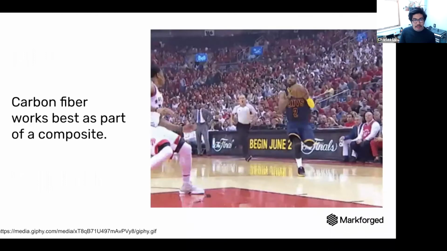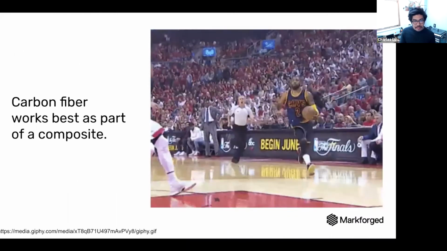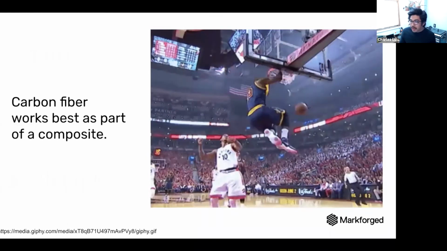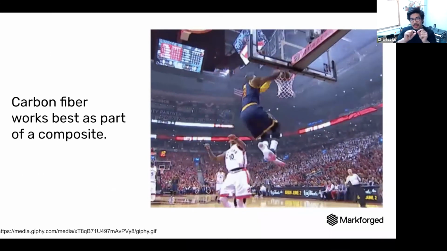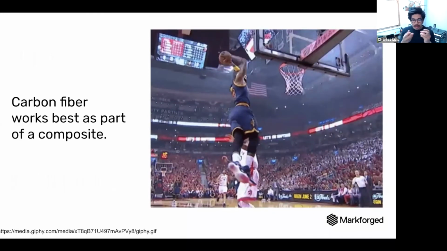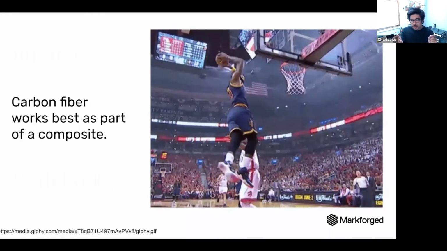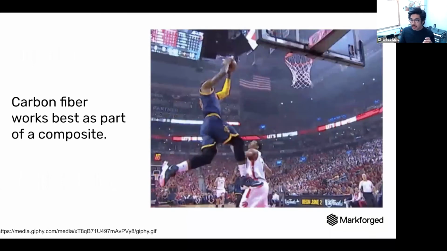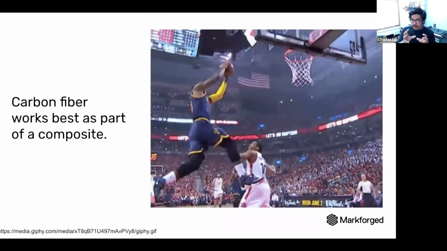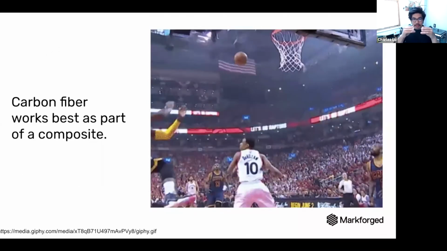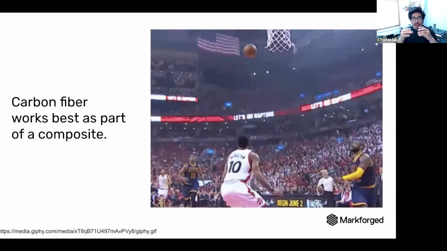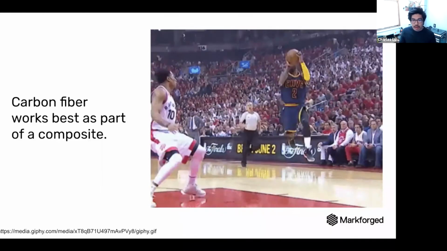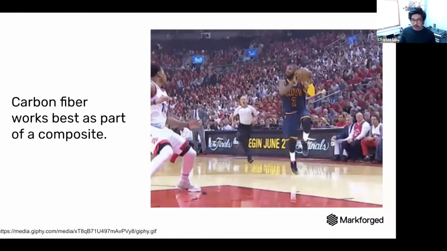But that material on its own is just yarn, right? If you see it in reality, it's woven like a fabric. Because it's very strong in tension, when you combine it with a thermoplastic material or a thermoset resin, it's gaining a lot more because now it's being held in place and the tension can be transitioned into flexural strength. So carbon fiber works best as part of a composite.